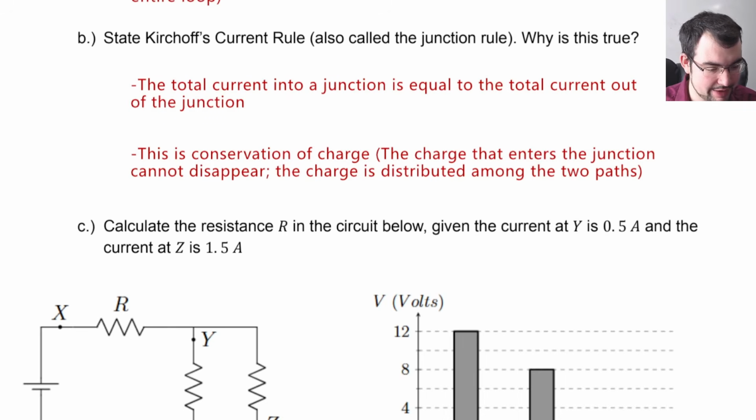What does the current rule say? Current rule says total current in equals the total current out of a junction. You can't just vanish current. That's where those come from.